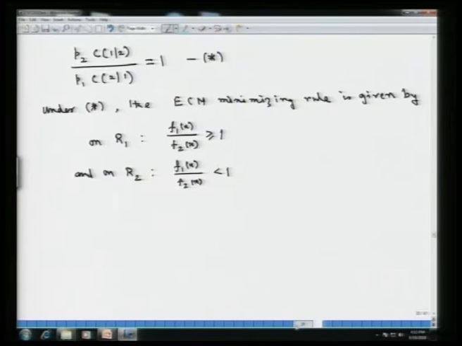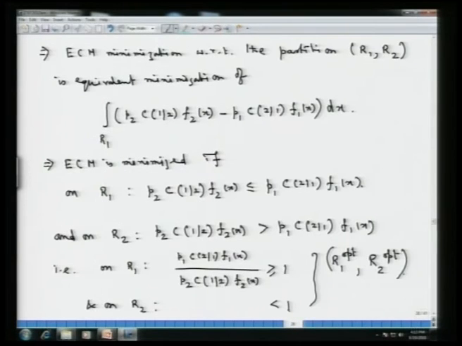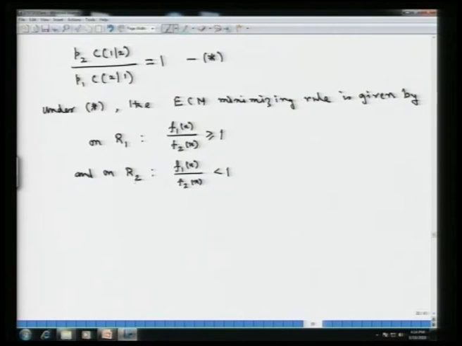From where does it come? It comes straight away from this ECM minimizing rule that we have obtained out here. There we had just assumed a special structure in the priors and the costs. We had assumed that this part up to the cost part is equal to 1, and hence the ECM minimizing rule is just f1(x)/f2(x) greater than or equal to 1 on R1, and on R2 we will be having f1(x)/f2(x) less than 1.